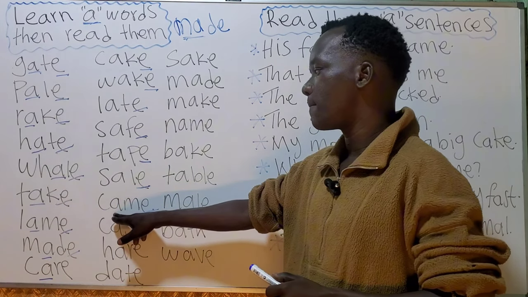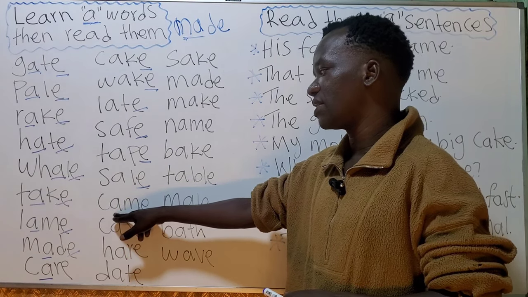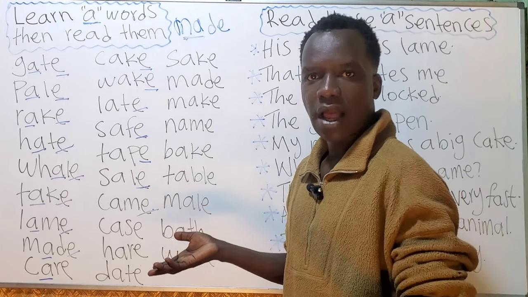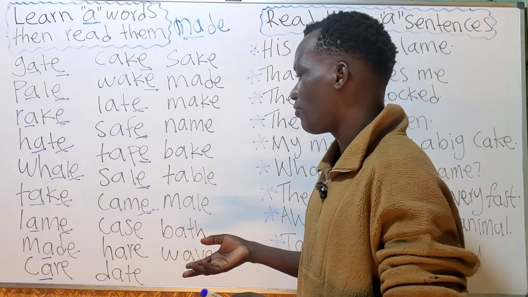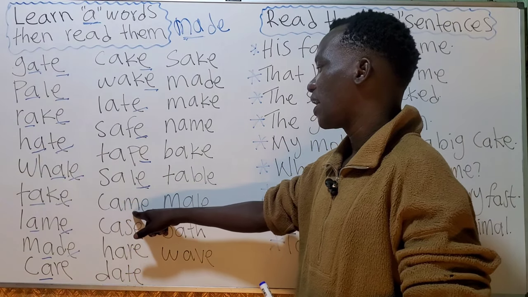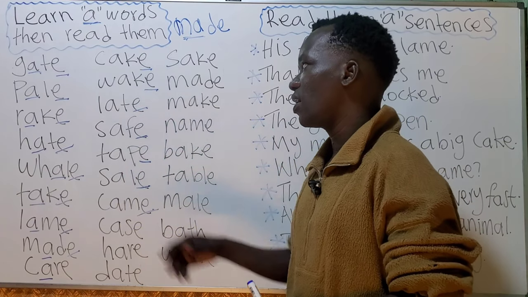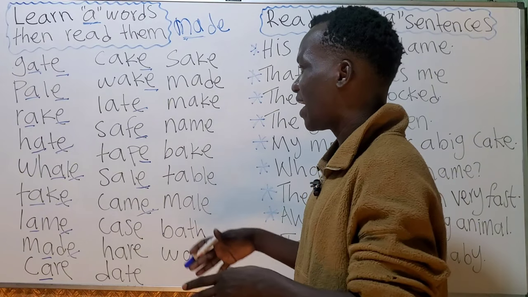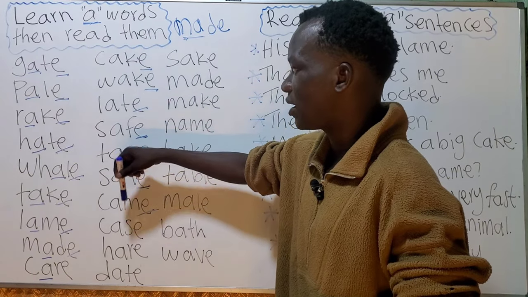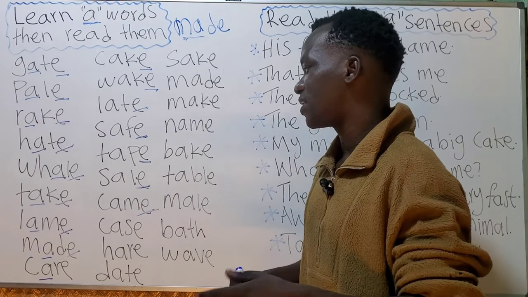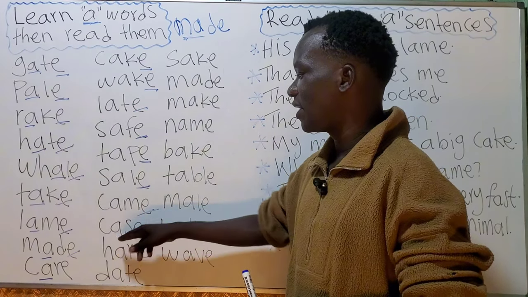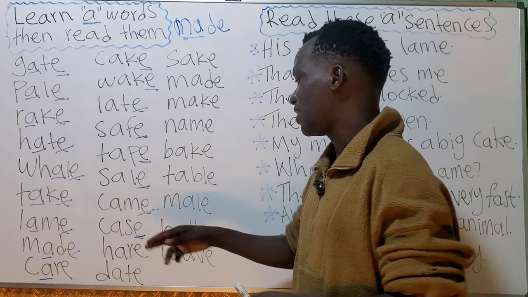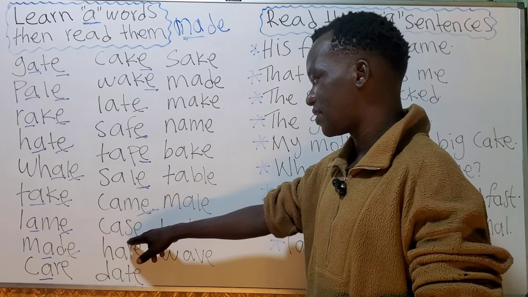Don't even say "come," okay, because of this A. It is "came." Yes, came is the past tense of come. So it's going to be "came." All of these A's are the long A sound, okay? All of these are the long A in this time, okay? And then this one is "case." E is silent. Case.